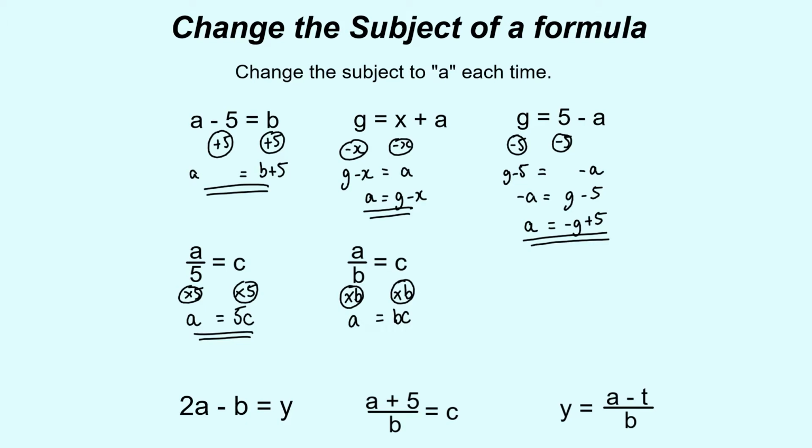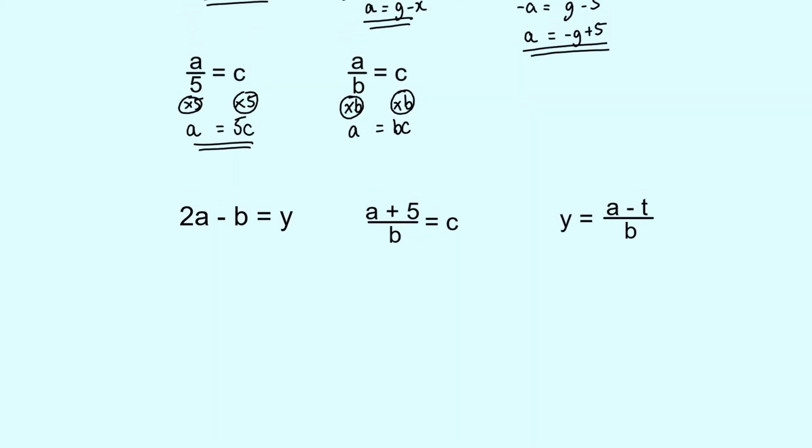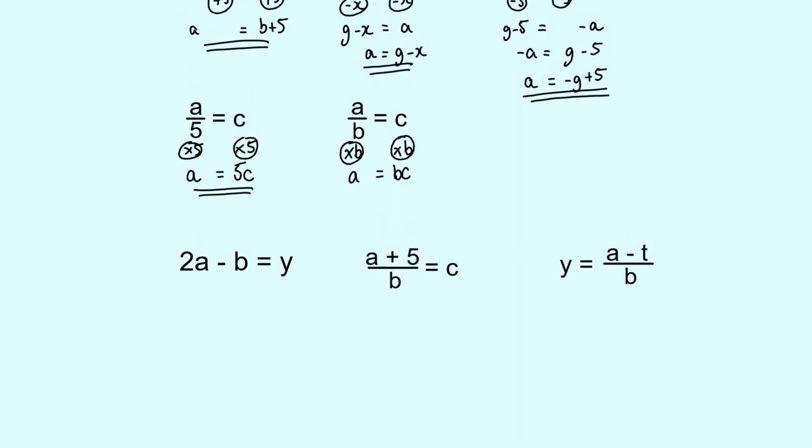Okay, and on to the last line. We've got some more complicated examples here. Not too tricky, as long as you take them one step at a time. So we're again trying to get A as the subject of the formula. So we're going to try and get the 2A on its own first, which means we have to add B to both sides. Okay, so we want to get this 2A on its own.